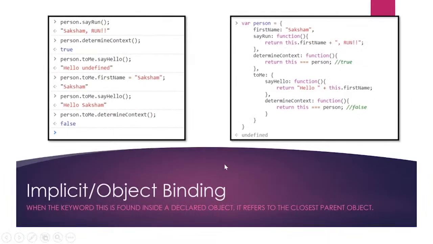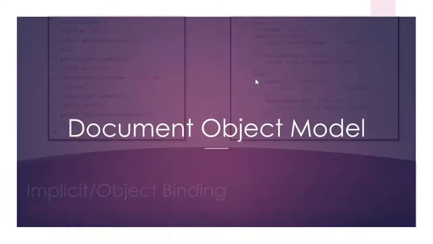This is implicit or object binding, which suggests that when the keyword this is found inside a declared object which uses a function which has the keyword this, it refers to the closest parent object, as it did in the case when we defined person, and as it did in the case when we defined toMe.